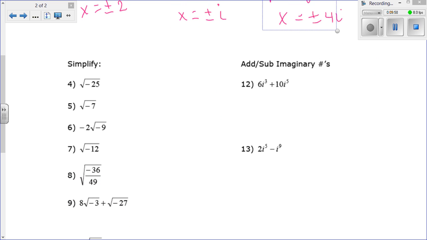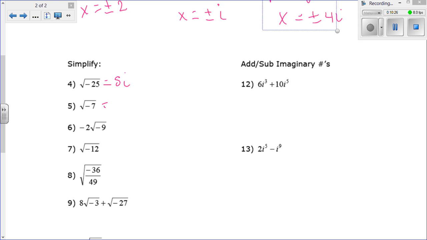All right, now we need to simplify. Whenever I have a negative under the radical, my answer is going to have i in it. I cannot make my answer negative just because I have a negative under my radical. There are other reasons why I would have a negative. So, for example, number 4, the square root of negative 25 is simply 5i. The square root of 25 is 5. The square root of negative 1 is i, so it's 5i.